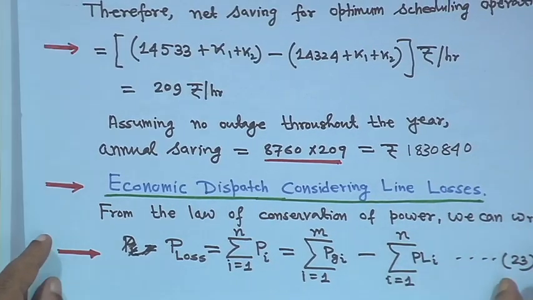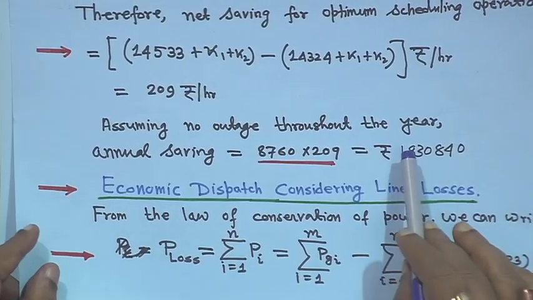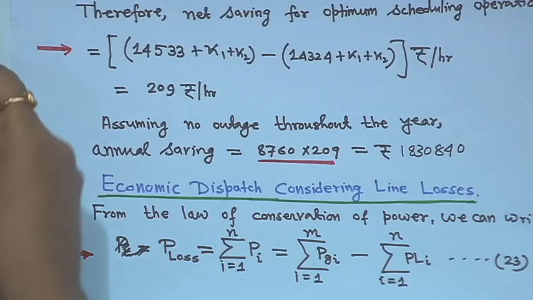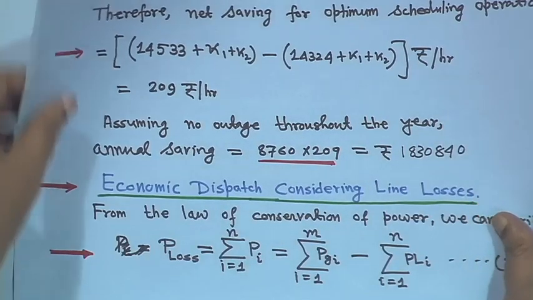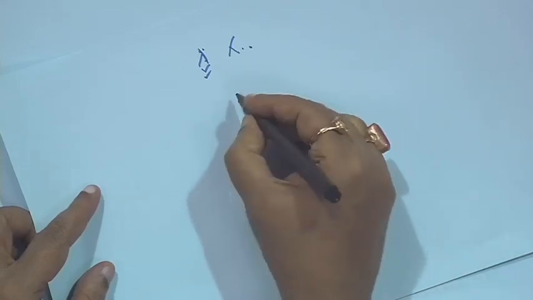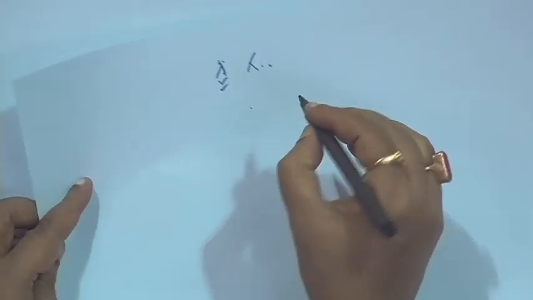So, whatever little bit we have done so far, all these things, that is without losses. Now, we will study the economic dispatch considering line losses. Now, we have to consider the line loss. One thing, as load flow studies we have already done, naturally the injected power anywhere, that loss is equal to that.